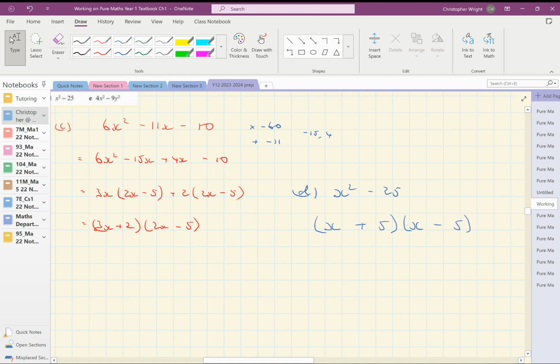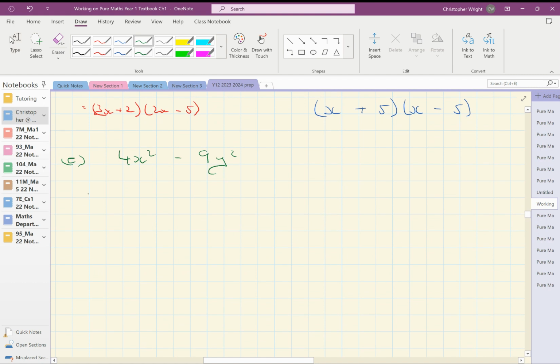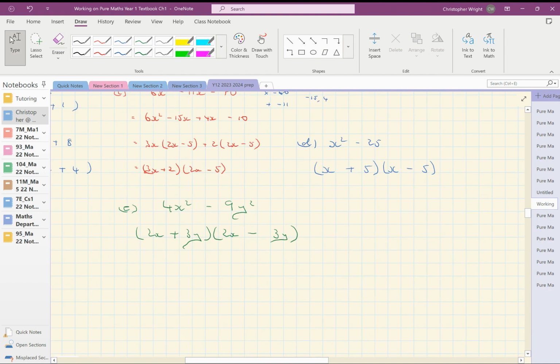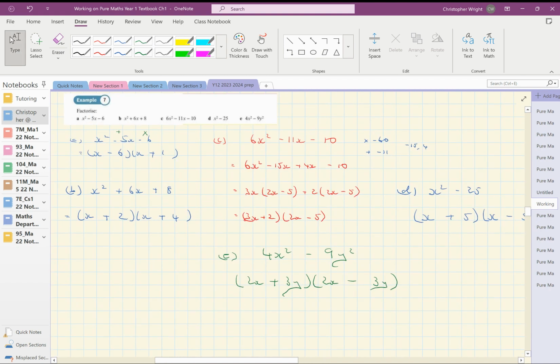And E, again, with any luck, you recognize this as being the difference, so it's a subtraction, the difference of two square numbers. What are the square numbers? Well, one of them is 2x squared, 2x times itself. That gives you 4x squared, doesn't it? And the other one is 3y multiplied by itself. And again, I've got plus and minus. So there are my answers to example 7.